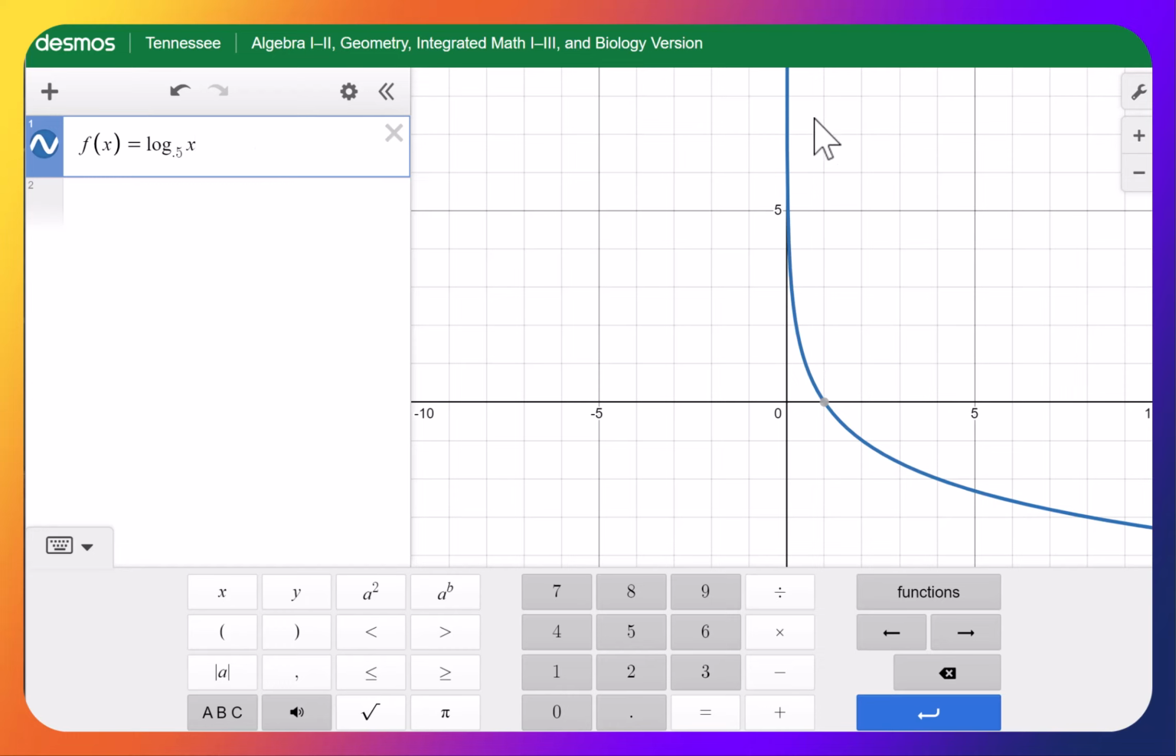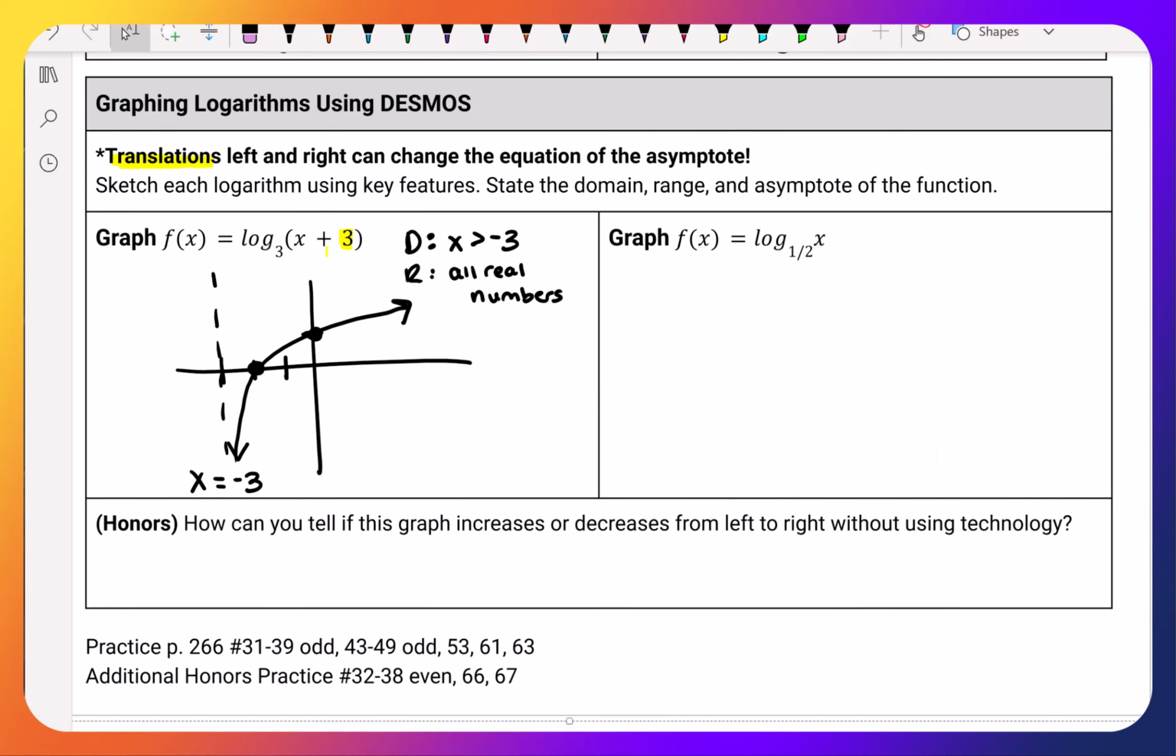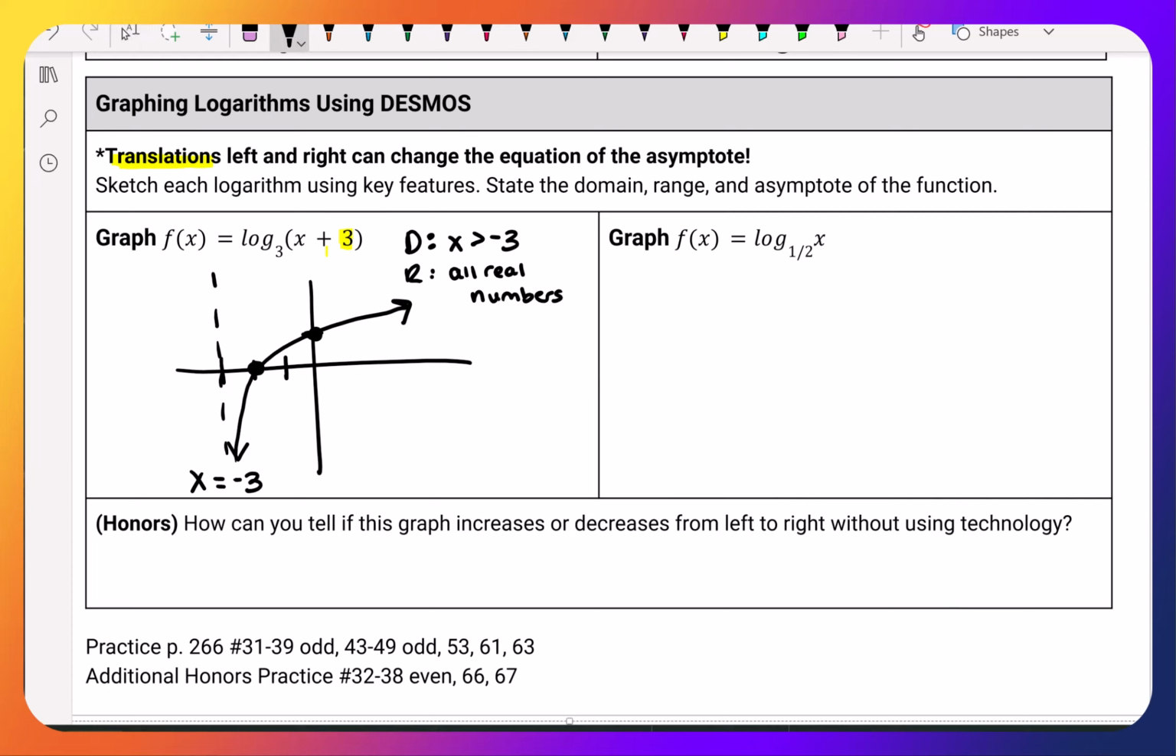So see, it didn't have any translations to the left or the right, so my asymptote is still at 0. And I only have an intercept here at 1. Now it looks like you might have a horizontal asymptote. You don't. It is going to continue to decrease further and further. So let's go back over to our notes and sketch this real quick. This one's a little bit harder to show. So x is equal to 0 is my asymptote, and it looks like I hit at +1. There we go. That's our basic shape.